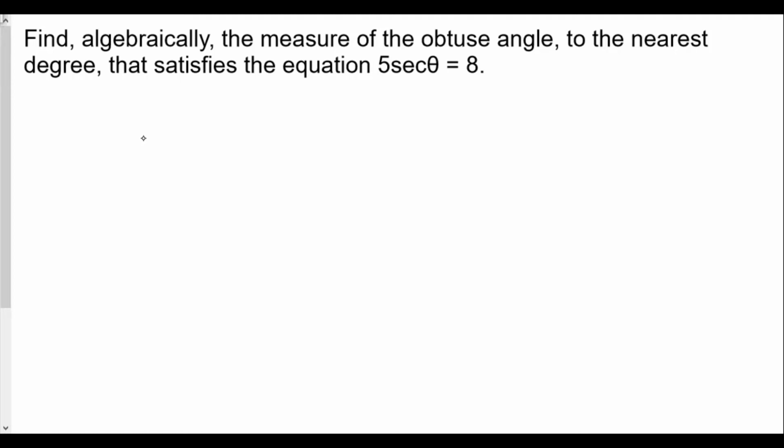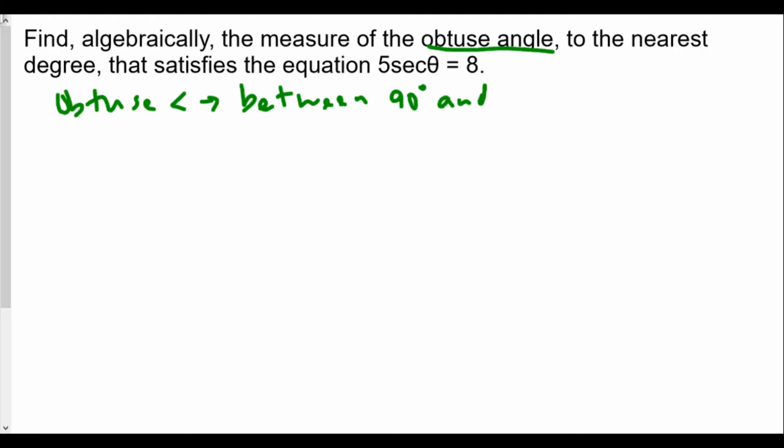It says find algebraically the measure of the obtuse angle to the nearest degree that satisfies the equation 5 secant theta equals 8. Now, obtuse angle. Let's look at these words here. An obtuse angle is going to measure between 90 degrees and 180 degrees. That's what we learned from our geometry, right?